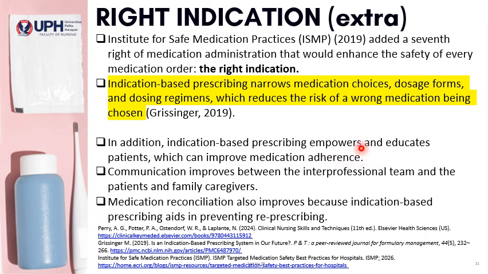And communication is always important among the inter-professional team, family, and caregivers. So we have to always communicate about what the indication is, and also we hope that medication reconciliation improves, because indication-based prescribing aids in preventing re-prescribing. So we really make sure what the indication is so that we can give the right medication without a double dose of medication.